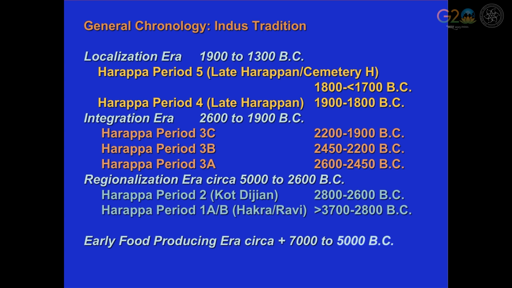The chronology is also something that we've published extensively, and we'll be talking about the earliest phase, the Ravi, the Kotdijian, the Harappan, which is divided into 3 periods, and then the Late Harappan, which has 2 phases, the transitional and then the Cemetery H period.